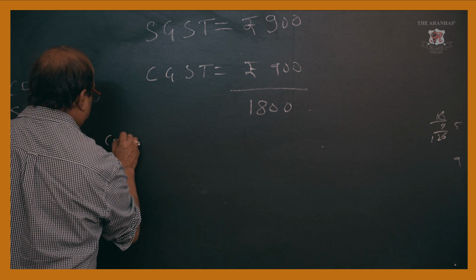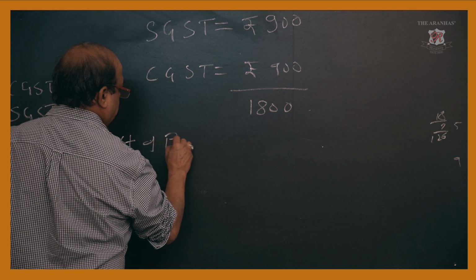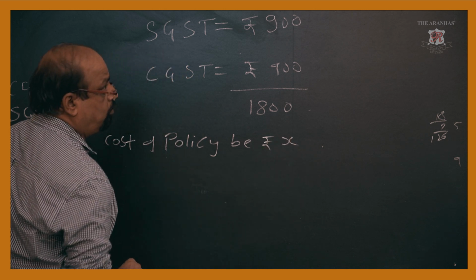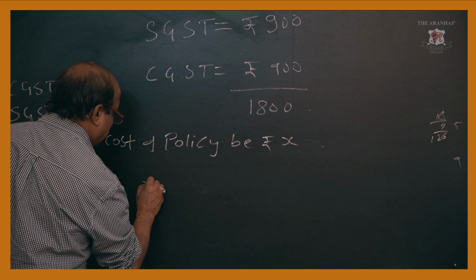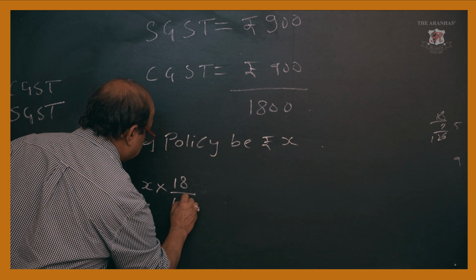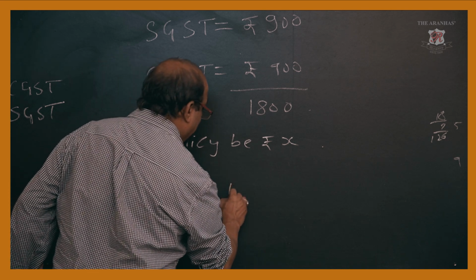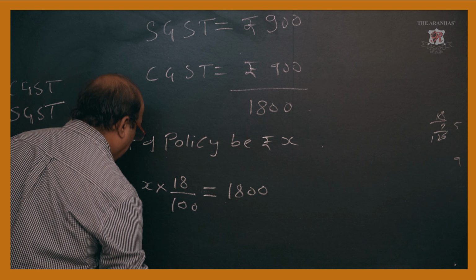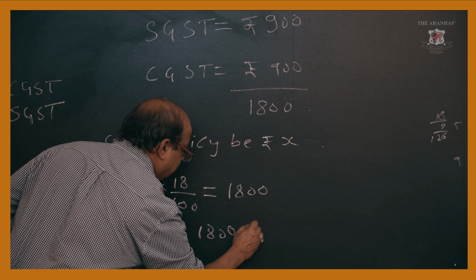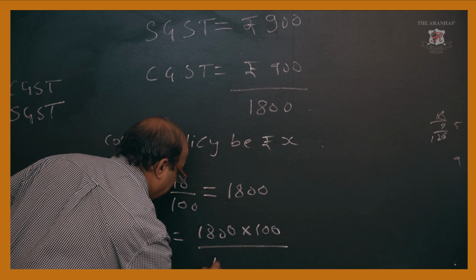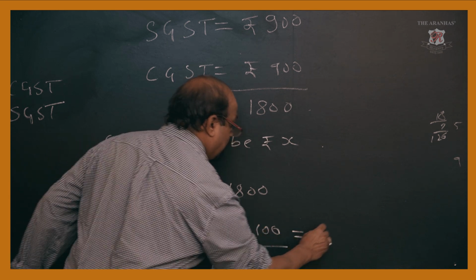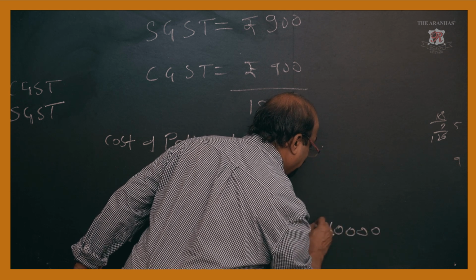Suppose the cost of the policy be rupees X. So 18% of X will be 1800, that is the GST, and therefore I can write X is equal to 1800 into 100 by 18. The cost of the policy purchased is 10,000 rupees.